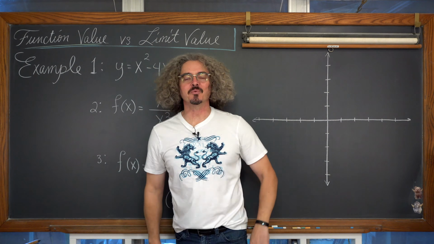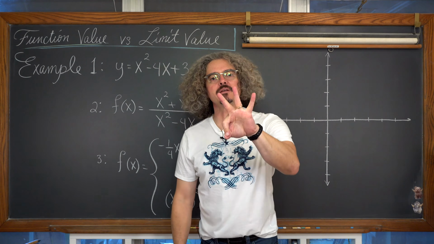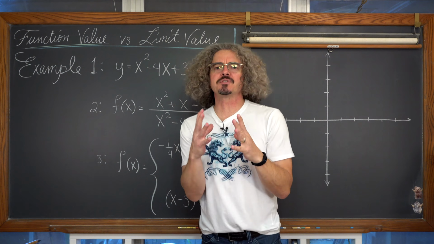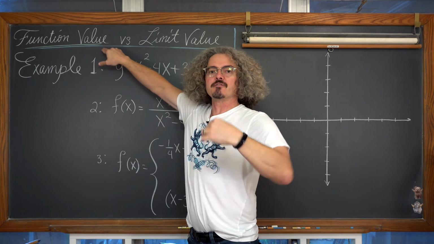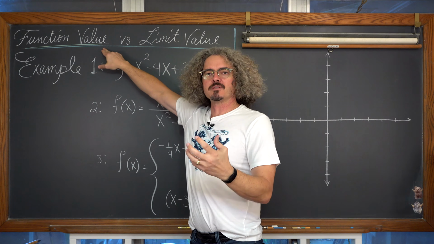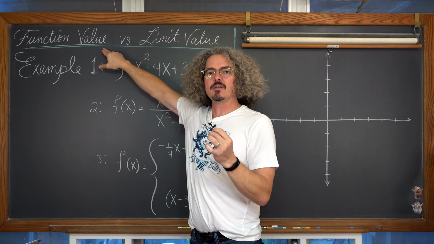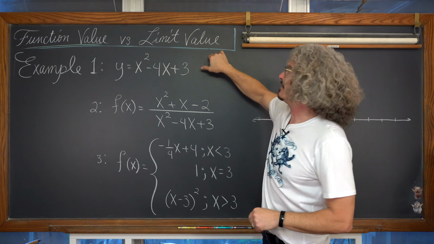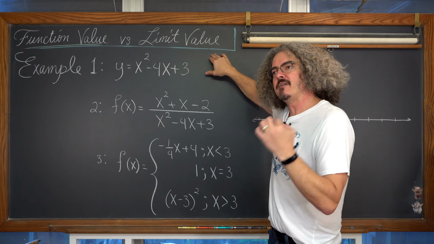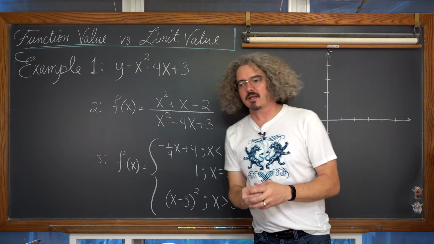Mr. True here. In this video, we're going to do 3 examples where we start to understand the similarities and the differences between a function value, what you get from a function at some value of, let's say, x equals c, which is an independent value, and a value of a limit at that same point.